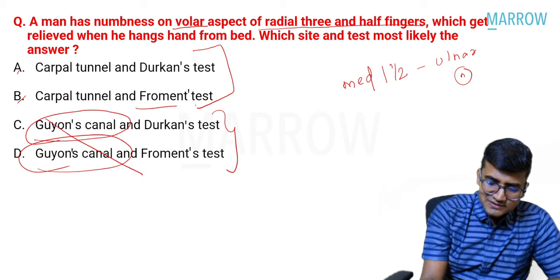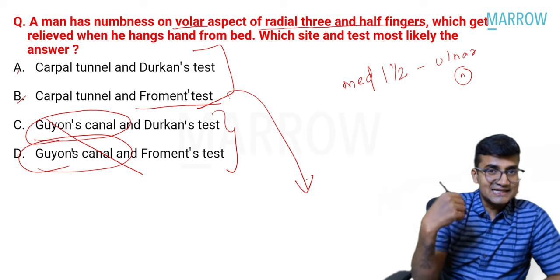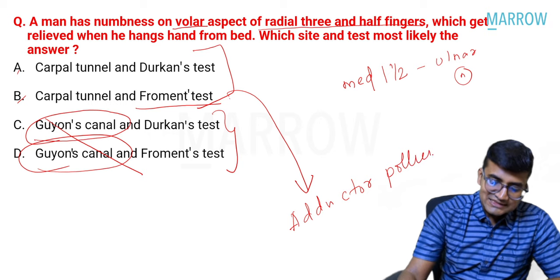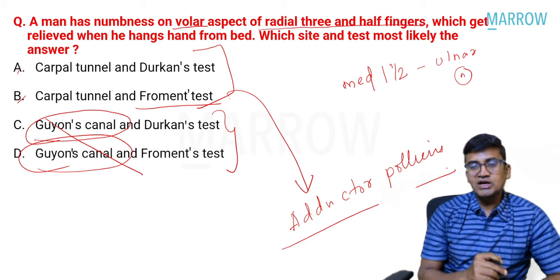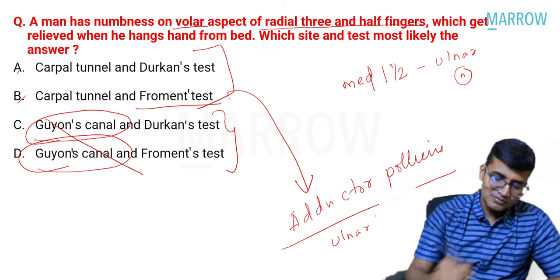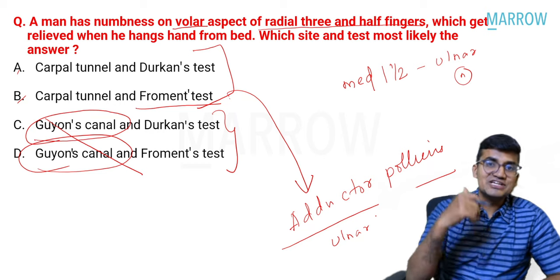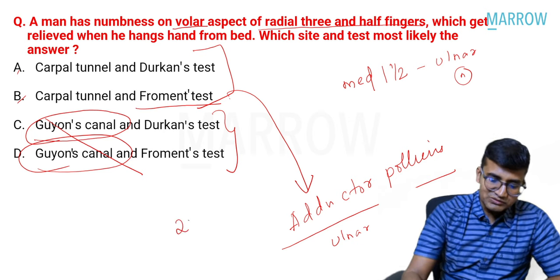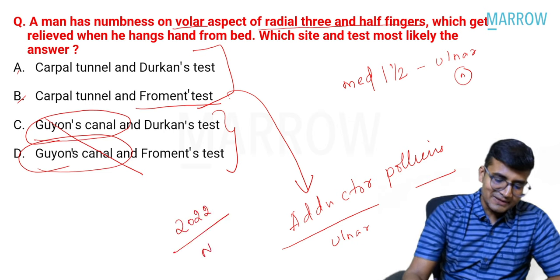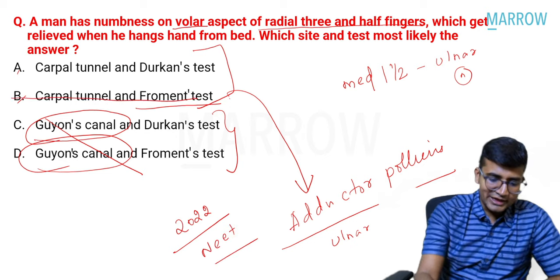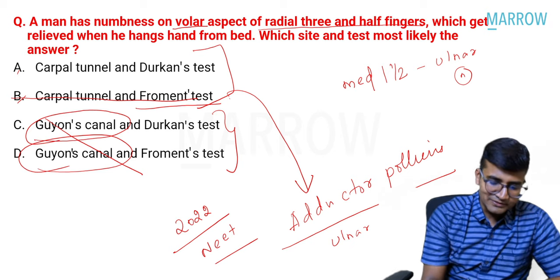Now Froment test, I think you know that. The Froment test is a test we do for which muscle? Adductor pollicis muscle. Very good. The adductor pollicis muscle is not a thenar eminence muscle. The adductor pollicis muscle is supplied by the ulnar nerve. So the Froment test is a test to check the ulnar nerve, to check the adductor pollicis muscle, and that is a question we got in the 2022 NEET exam. Okay, right. So now option B is not right. So option A is the right answer.